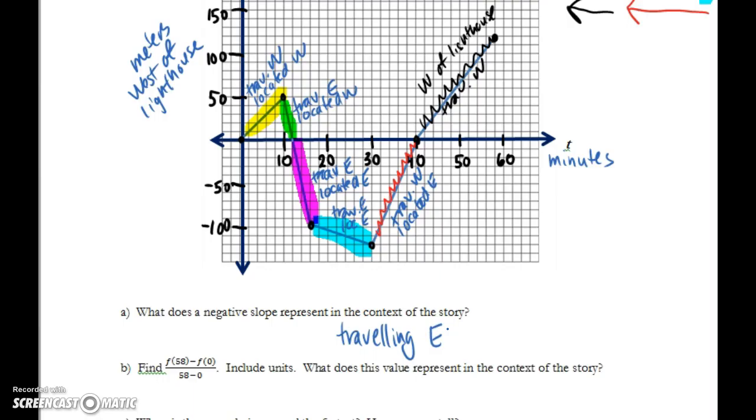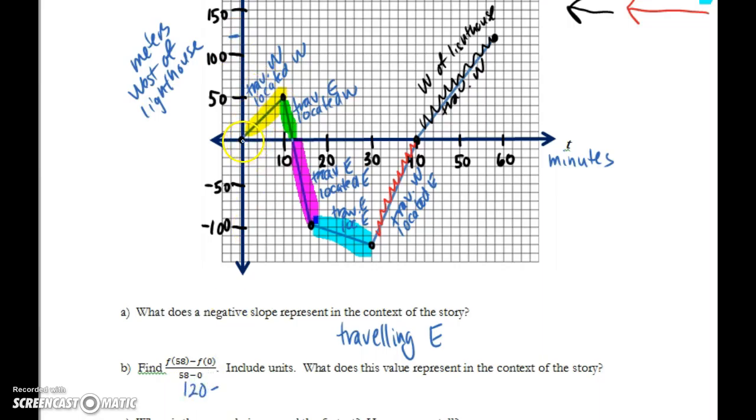Part B says find f of 58 minus f of 0. So f of means the y value. Let's find f of 58. If we find 58 on our axis, it looks like we're counting by 2's here. So f of 58 really is the endpoint. f of 58 is right here. Looks like we're counting by 10's on the y-axis, so that's 120.